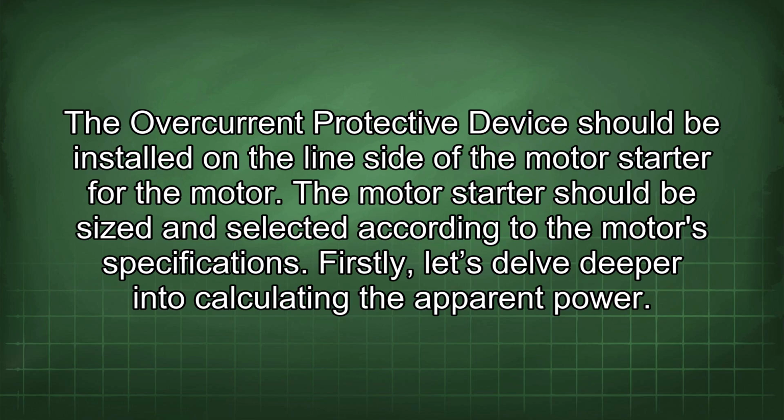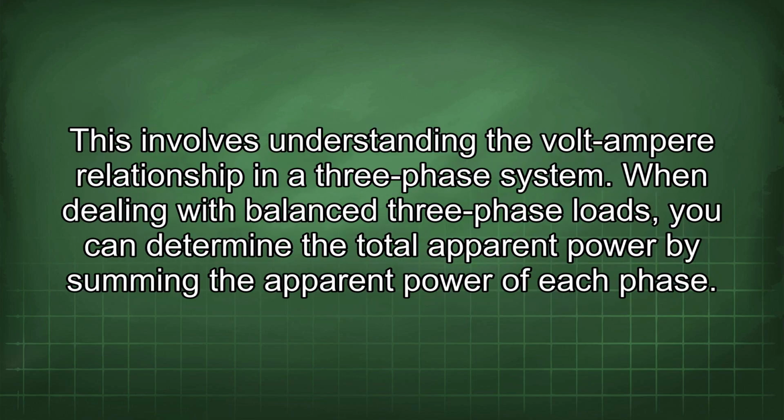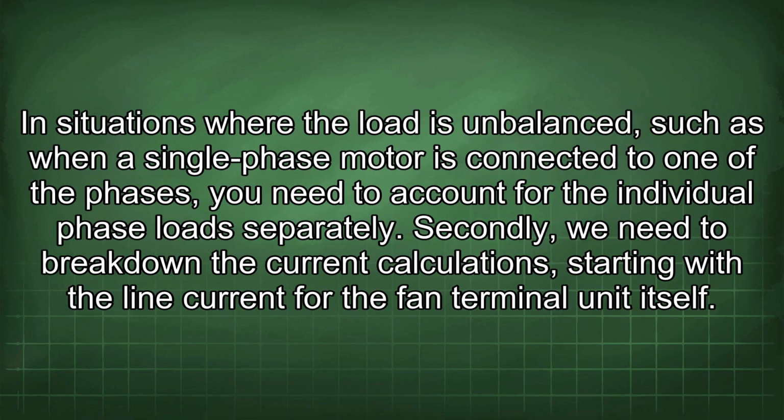Firstly, let's delve deeper into calculating the apparent power. This involves understanding the volt-ampere relationship in a three-phase system. When dealing with balanced three-phase loads, you can determine the total apparent power by summing the apparent power of each phase. In situations where the load is unbalanced, such as when a single-phase motor is connected to one of the phases, you need to account for the individual phase loads separately.